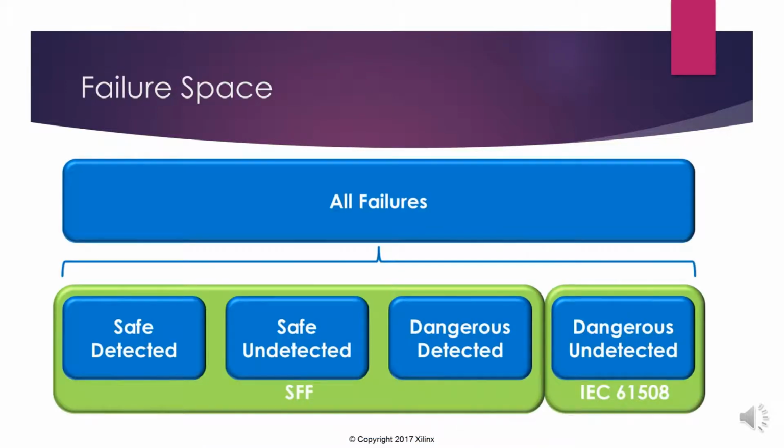So we mentioned this slightly, and we were going to talk about the failure space a little bit. Of all the failure spaces, there are 4 types of different failures that we can have. We can have the safe detected, the safe undetected, the dangerous detected.